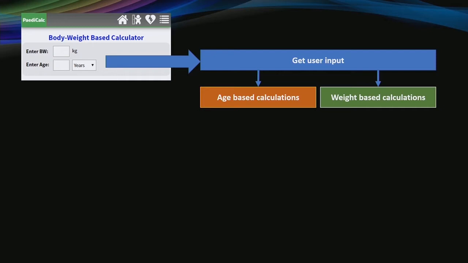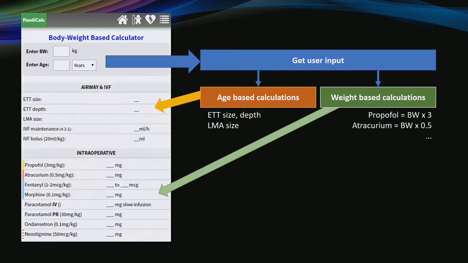So the app works like this. It gets the user input and performs age-based calculations and weight-based calculations. Typically, the airway sizes are based on age, and the drug doses are based on weight.